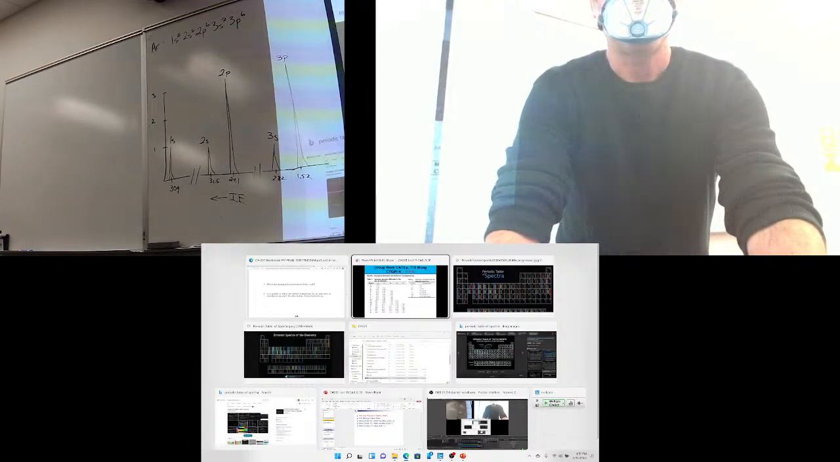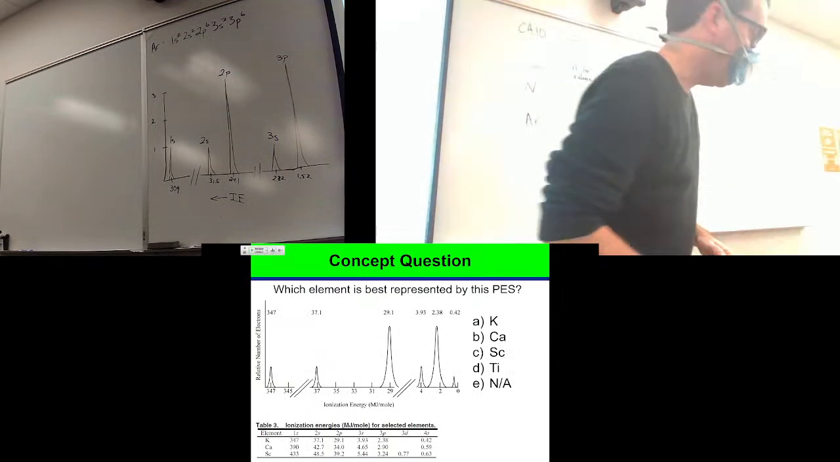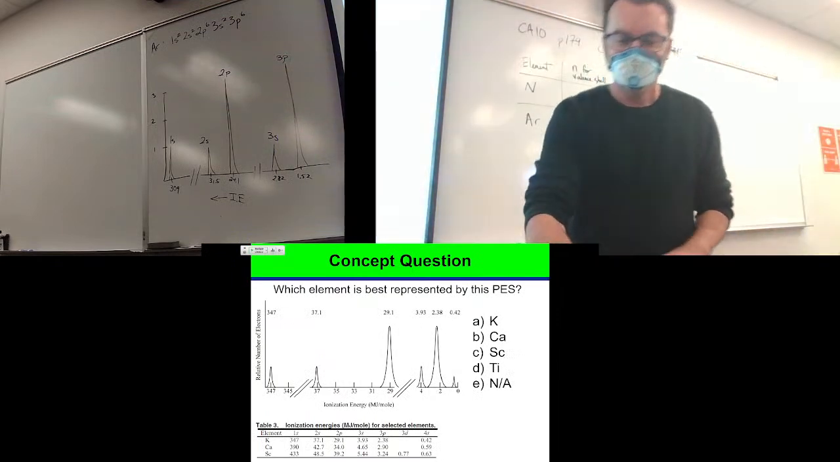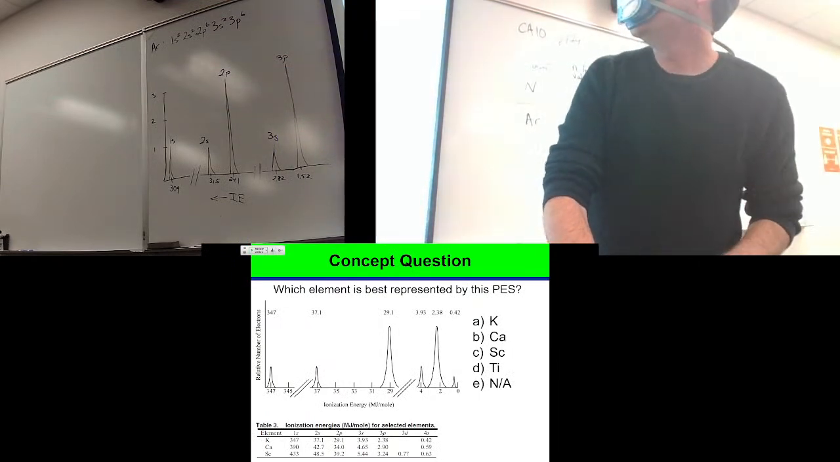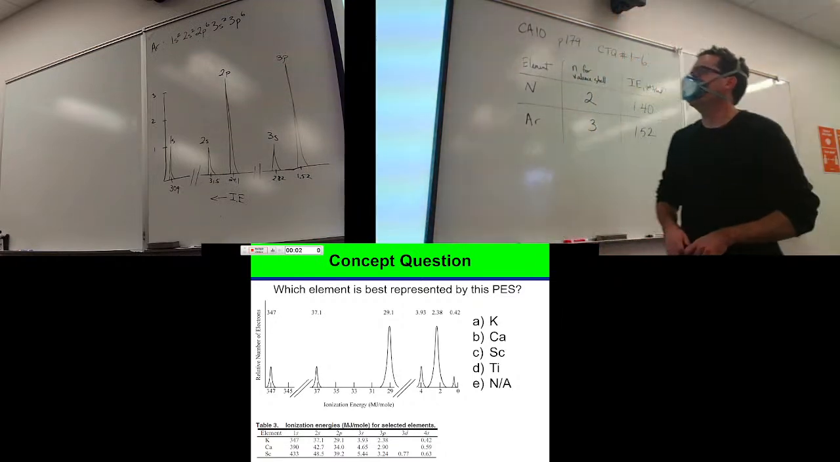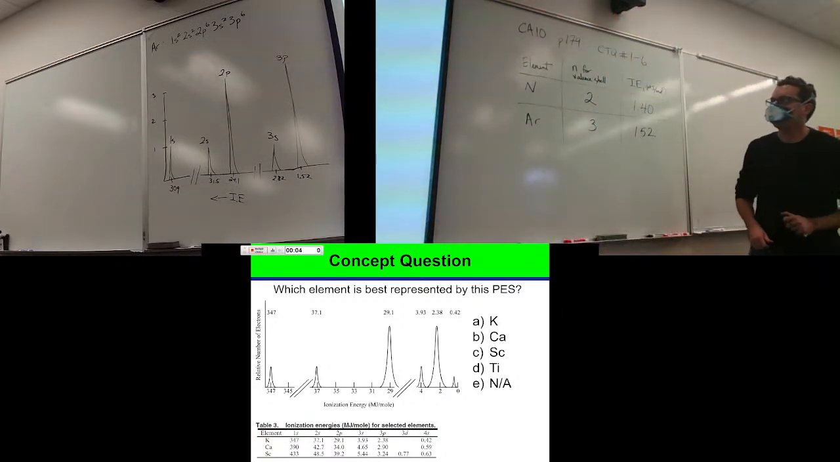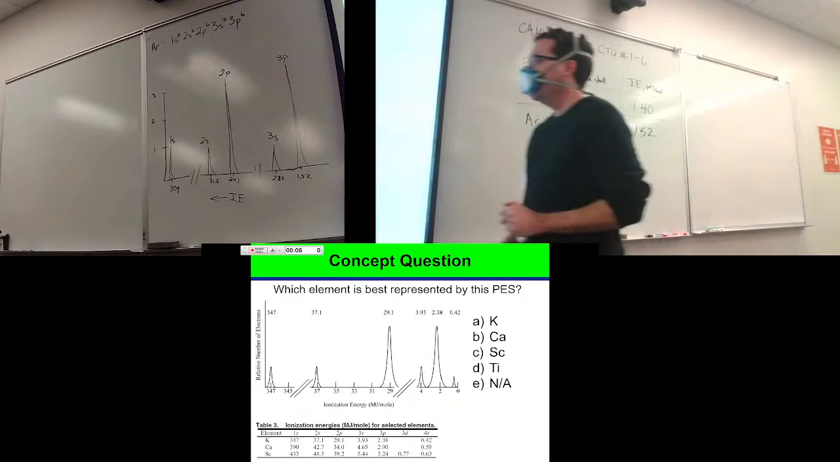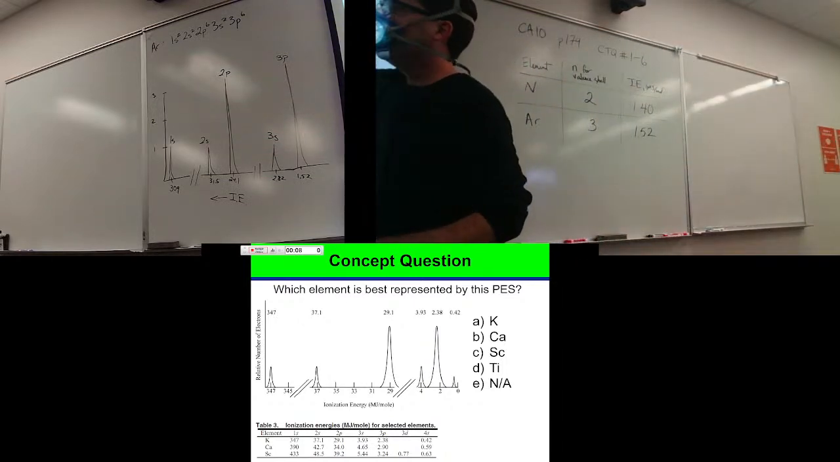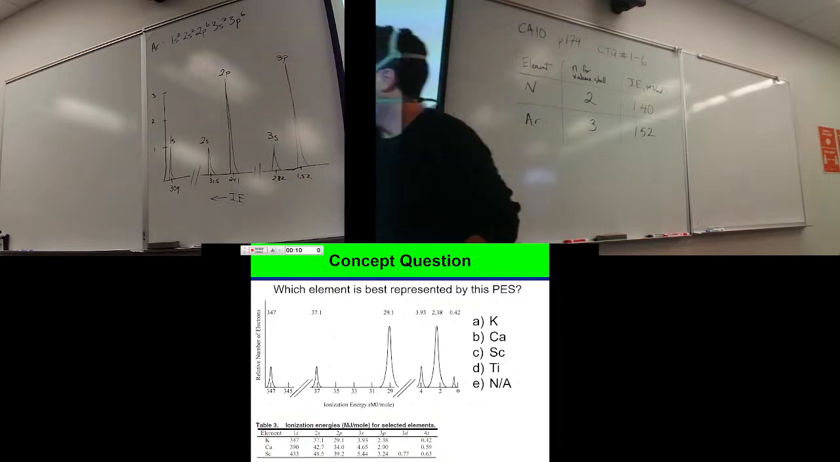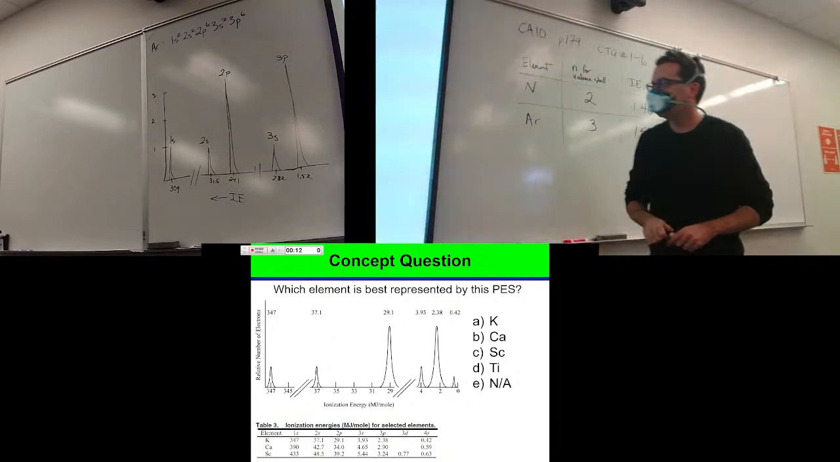All right. So here's an example of what we were just telling you. What element do you think this photoelectron spectrum is for? And I know you guys don't know the subshell ordering, so we've got a little table down here that might help you.